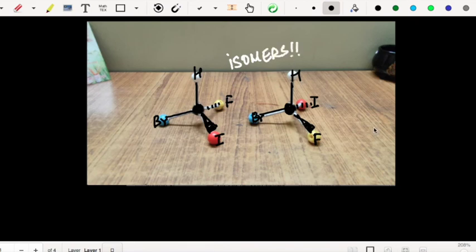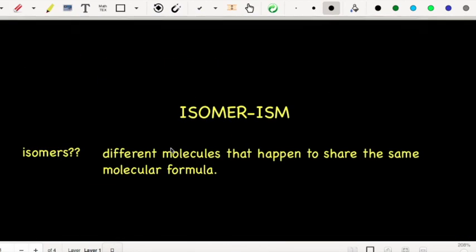So let us revisit the definition of isomers once more. What are isomers? Well, isomers are different molecules. They have to be different molecules that happen to share the same molecular formula.